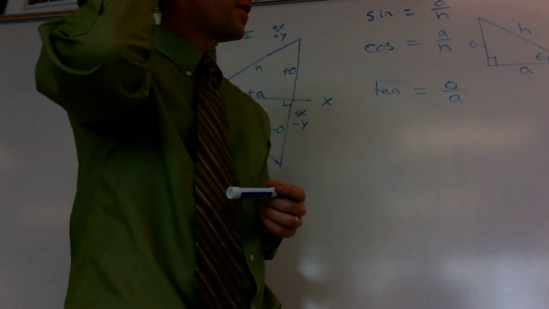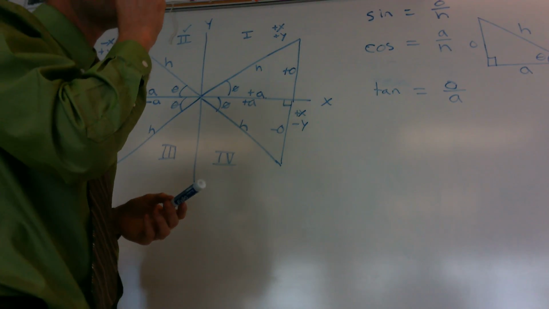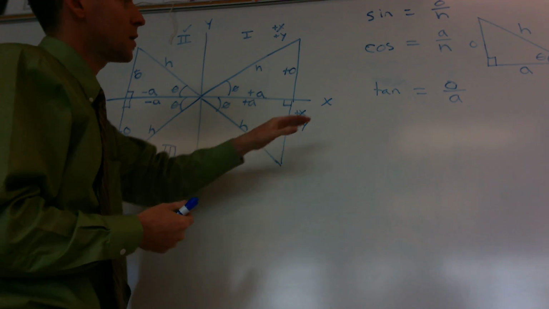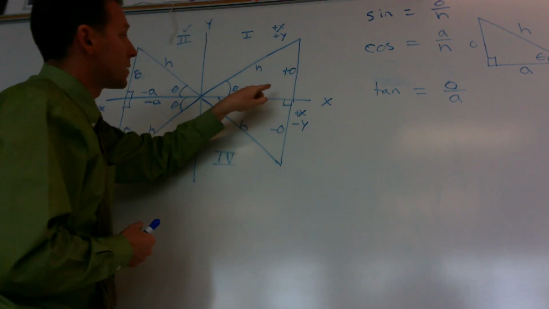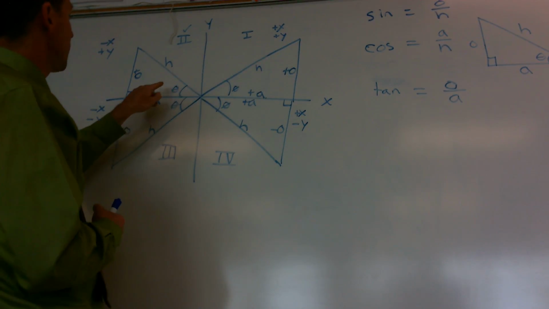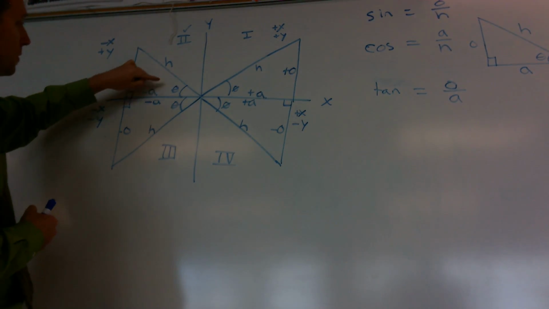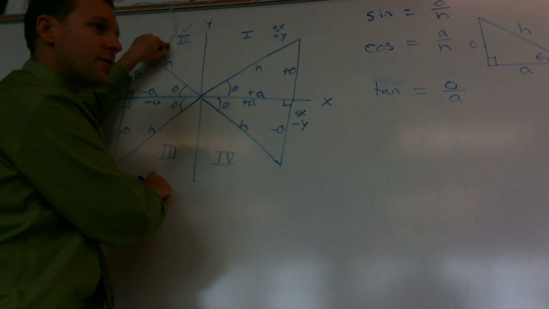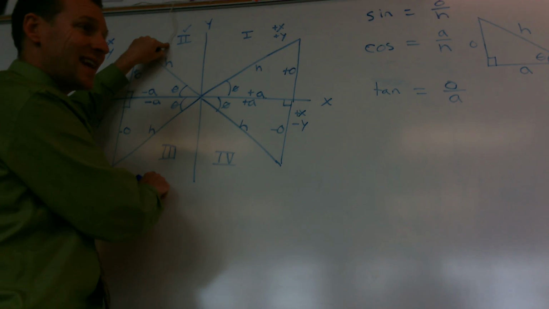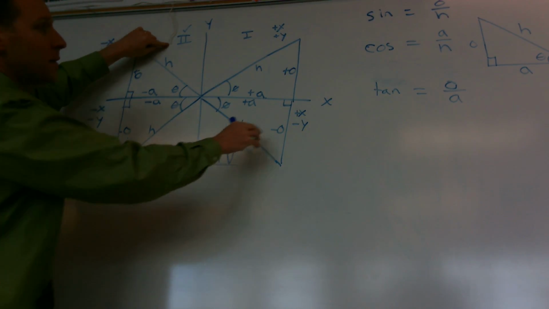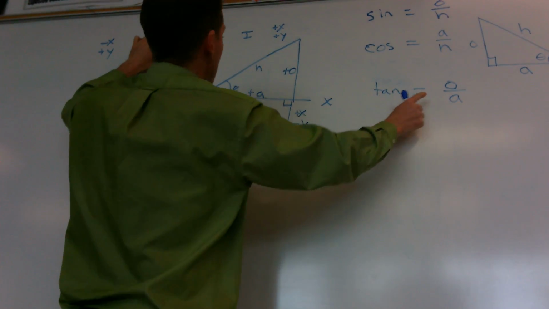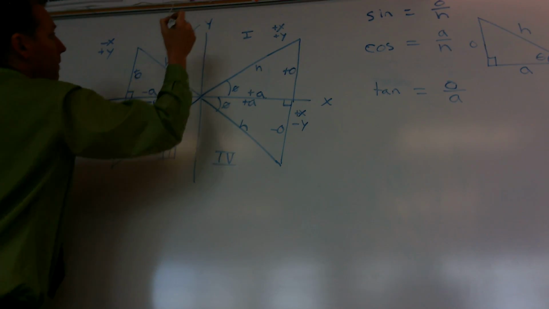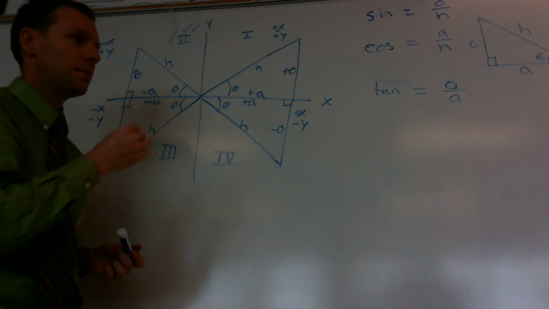Next one, part 5b says cosine theta is less than 0. So what they're saying is cosine is negative, so it's not the one where adjacent over hypotenuse is positive. So it could be quadrant 2 or quadrant 3. And then the other part says tangent of theta is less than 0, so it's negative as well. We already found that one. Opposite over adjacent is negative, and guess what? That one's quadrant 2 as well.